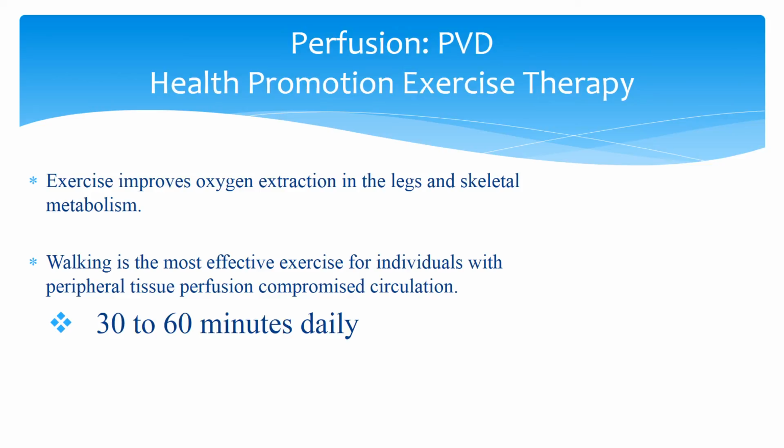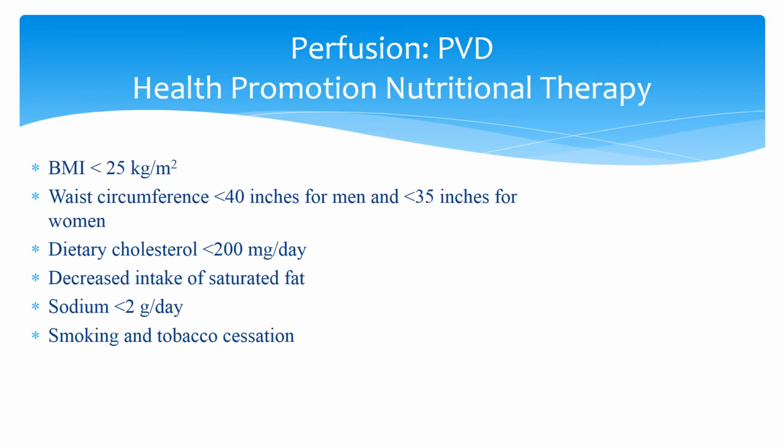Okay, health promotion, what we want to do is we want to make sure that they're doing at least 30 to 60 minutes a day. And the biggest thing is patients that have intermittent claudication, the best remedy is to walk. Walking really helps alleviate that. Nutrition, we want to make sure that their BMI is less than 25. Waist circumference, big thing, cholesterol, sodium, salt intake, because that's linked with our high blood pressure, and fat intake, which is linked to the atherosclerosis. So we want to make sure that we prevent any kind of buildup, and also we want to promote smoking and tobacco cessation, because that works against what we're doing.